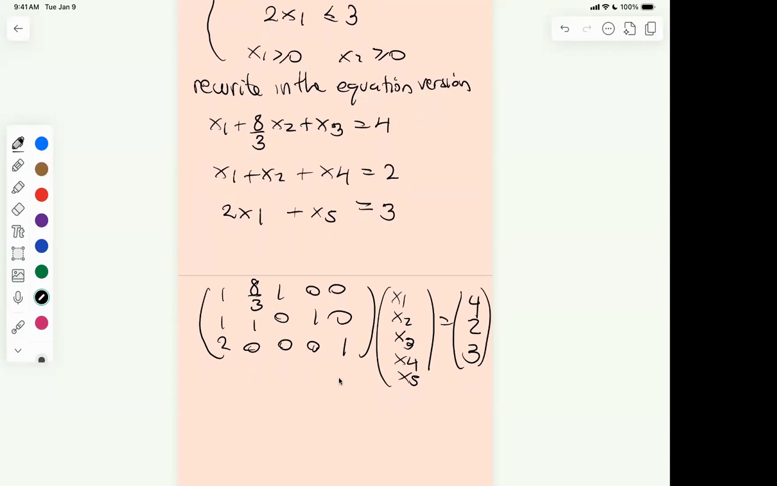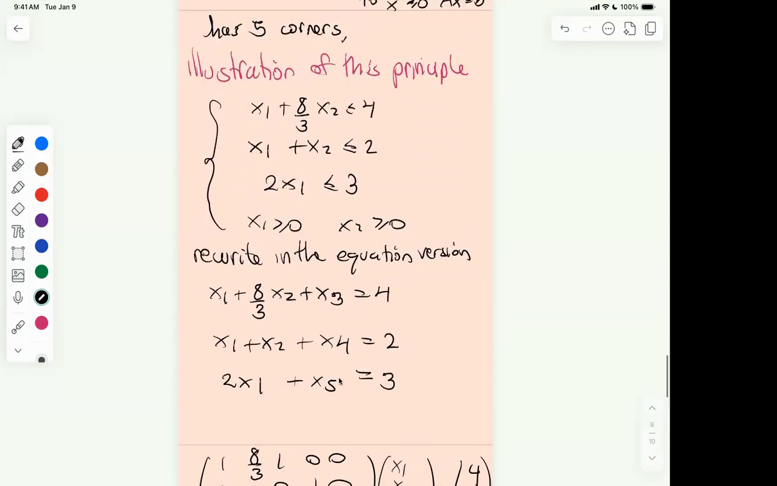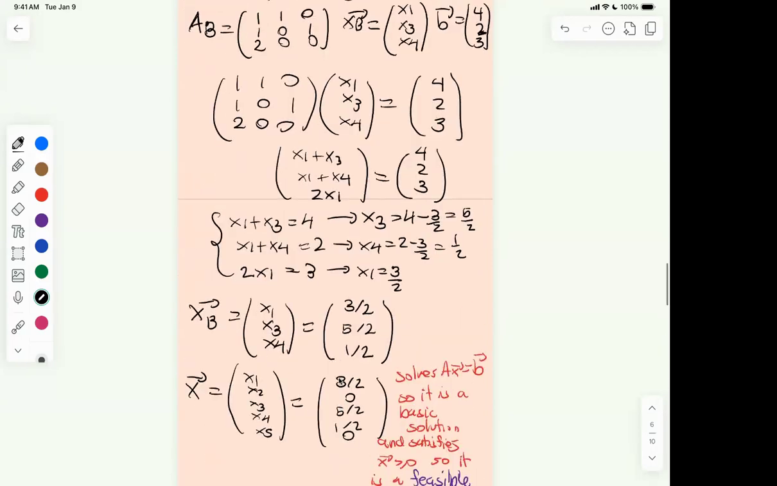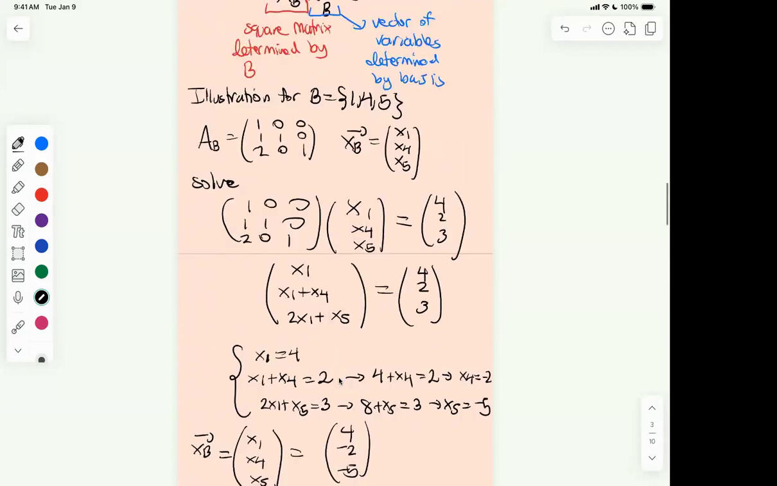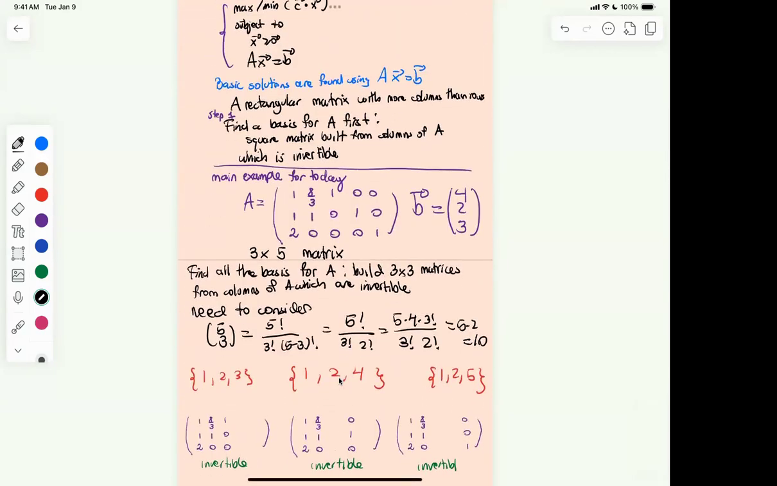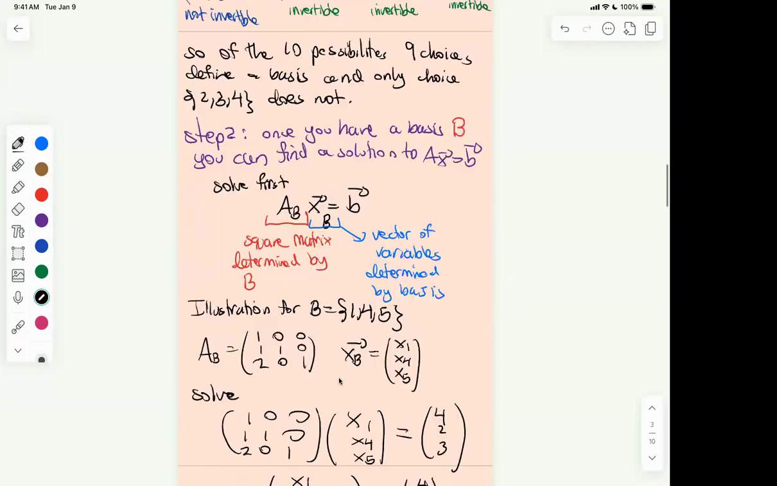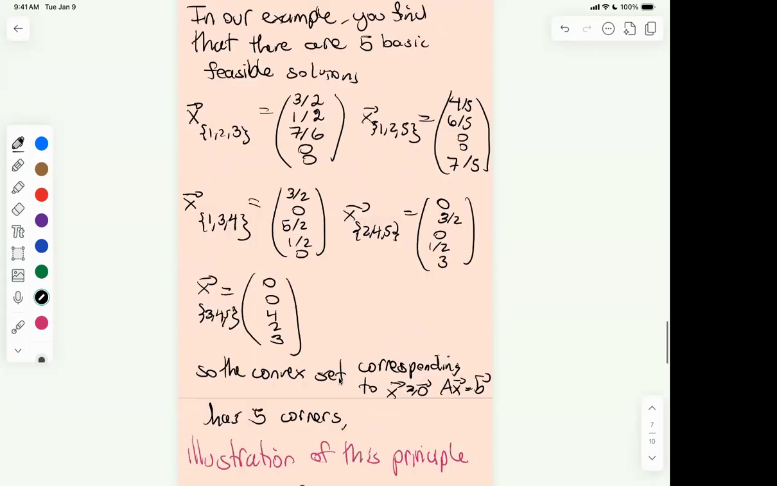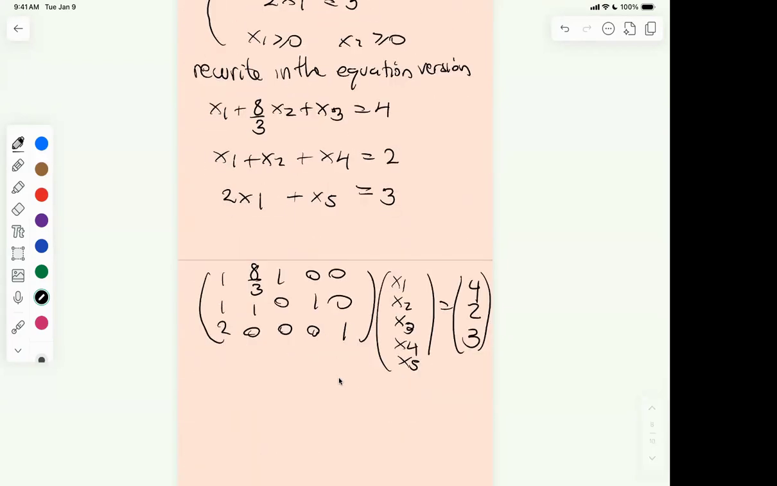And hopefully that matrix looks familiar, because that is literally the matrix we have been working with all this time. So essentially, this is the same matrix as from before, which had 5 basic feasible solutions.